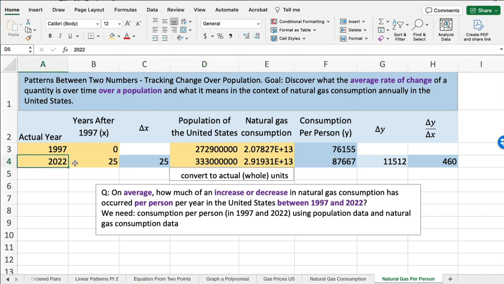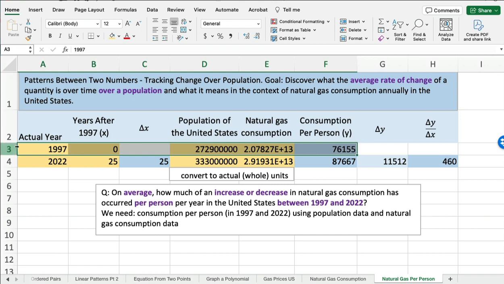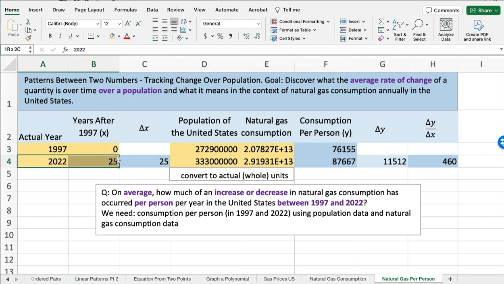So again, in the spreadsheet, I've tried to be consistent here by keeping anything that's in row 3 to be information from 1997, and anything that's in row 4 to be relevant information for 2022. Okay.